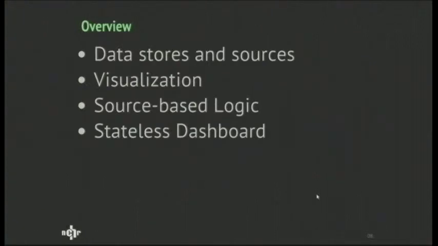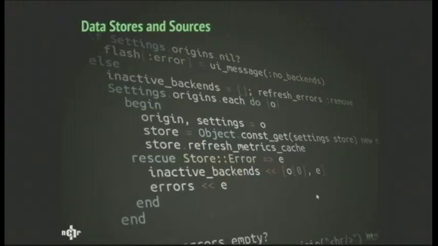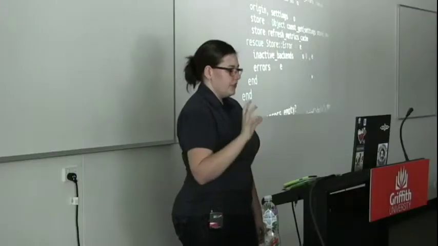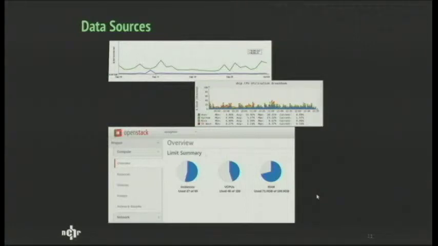There's four major aspects I'll be covering: data sources versus their stores, visualization, source logic, and stateless dashboards. Data sources and stores. If you want to be able to break up feeds of information into two logical sections, you have the stores that actually hold the data that you read out of, such as JSON feeds, flat files, databases, as opposed to the sources, which is the logical contextual representation of the information, such as here we have some RRD graphs and some OpenStack Horizon graphs. That's the logical representation of the data that we're given to be able to turn it from data into information, into knowledge.